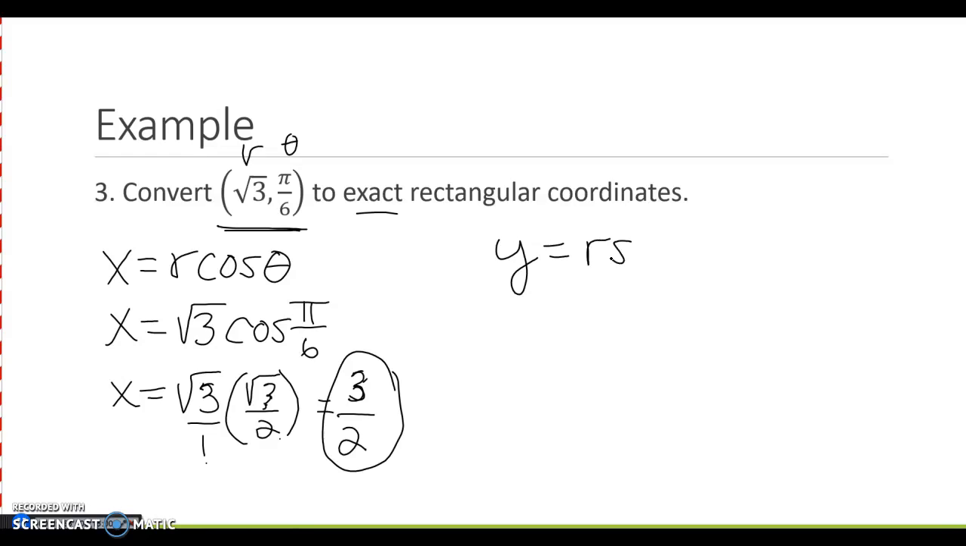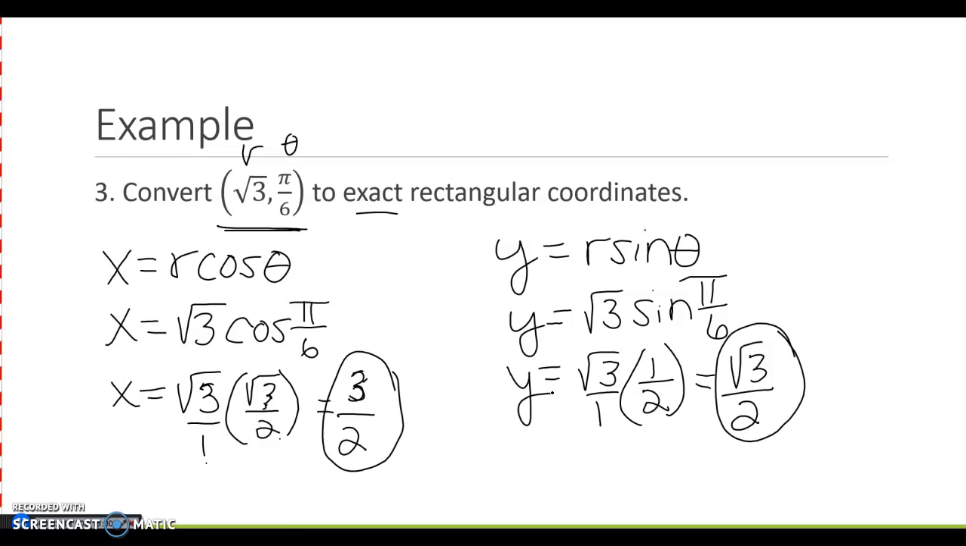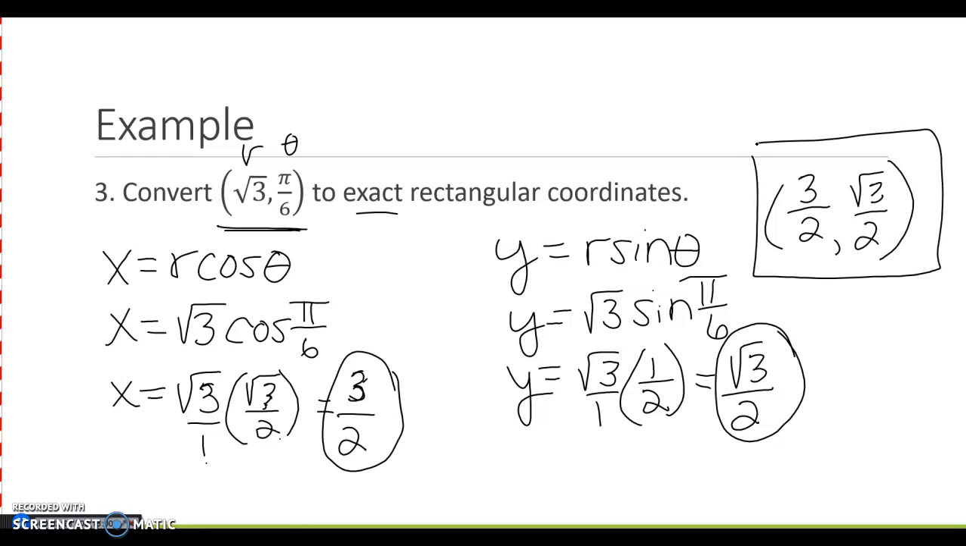y is r sine theta. So square root of 3 sine pi over 6. Sine of pi over 6 is 1/2. So if I multiply that out, I get square root of 3 over 2, and that is my y value. So now let's put it into a coordinate point. 3/2 and square root of 3 over 2 would be the coordinate point. This point and this point, same exact point.